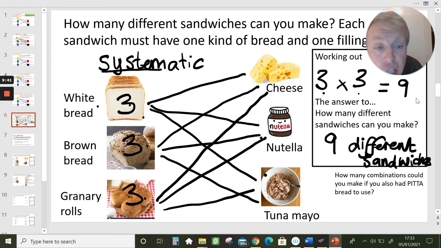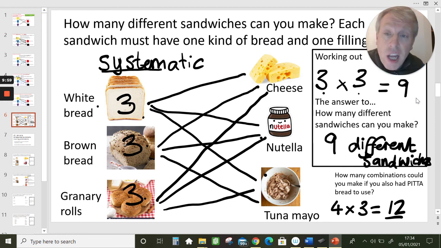How many combinations could you make if you also had pita bread to use? Well, that would be 4 kinds of bread, but still 3 fillings. 4 times 3 would be 12. 12 combinations if we have pita bread, because the pita bread could be filled with 3 different things, another 3. So, I hope that makes sense.